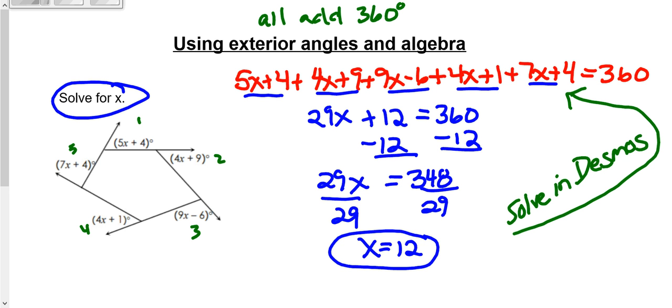But if you know how to solve equations in the traditional way, go ahead and solve them, and this is how you get your answer. And that's how we're using interior angles in different situations in polygons.